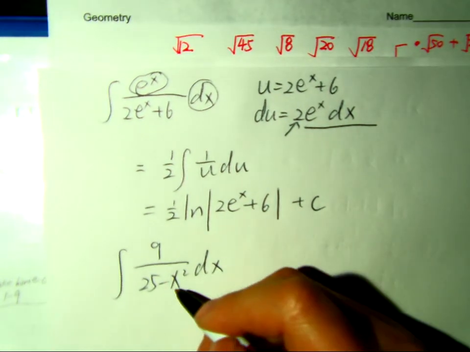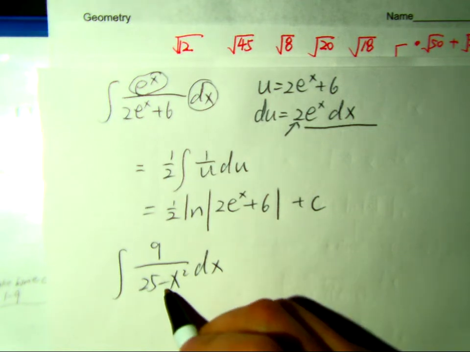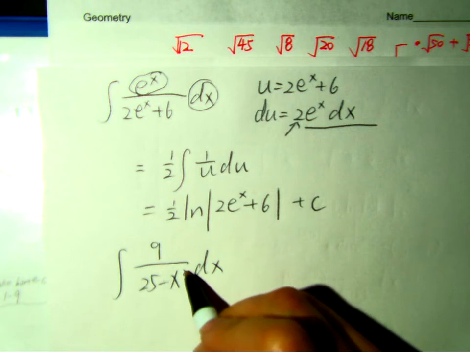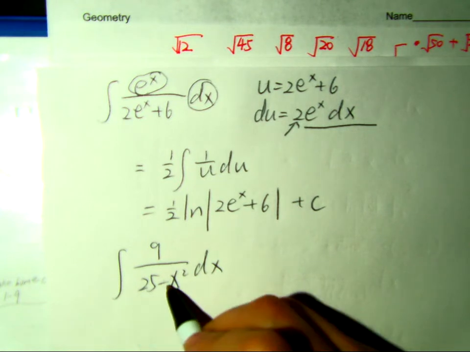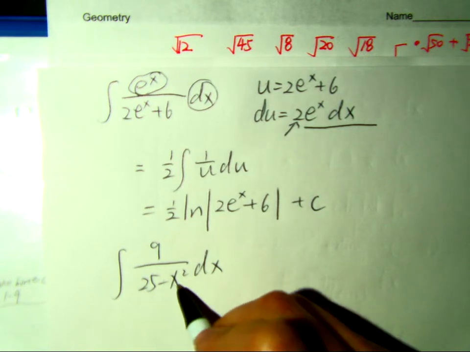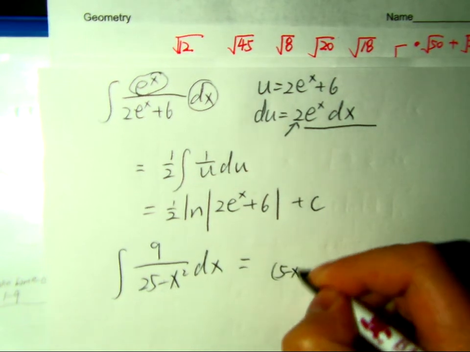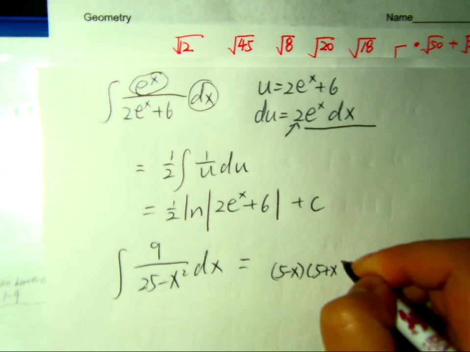I don't think this is arctangent. For the arctangent formula, you should have a plus. And for the arcsine formula, you should have a square root. This has none of them, so you have to do something else. 25 minus x squared, you're able to factor this into 5 minus x and 5 plus x.